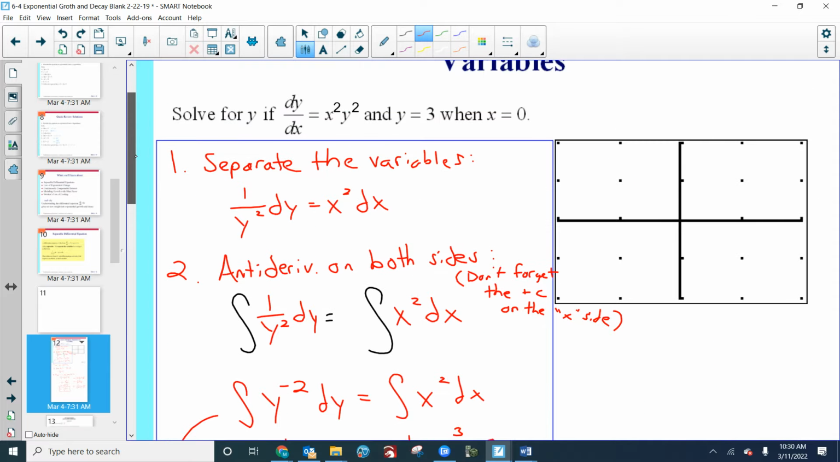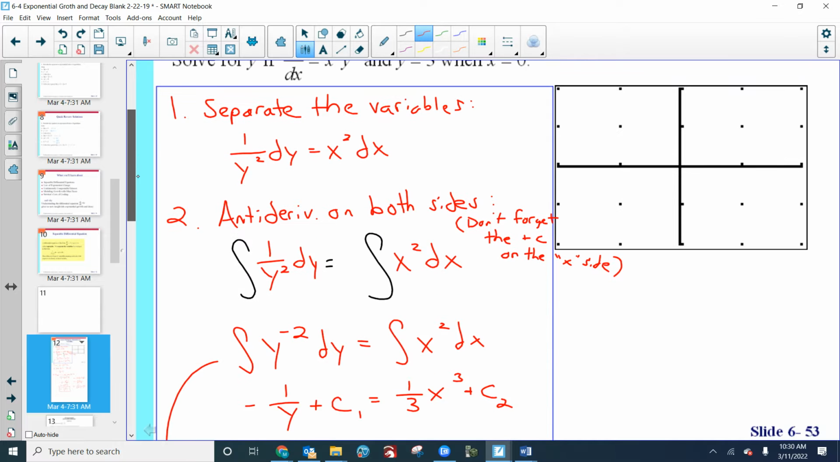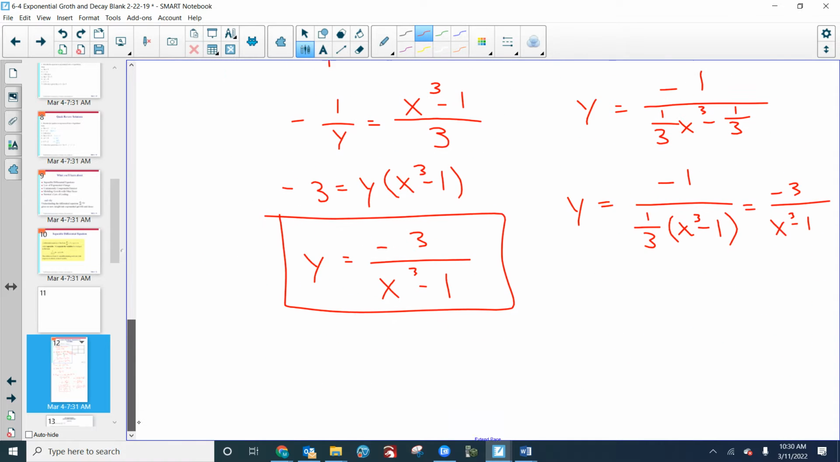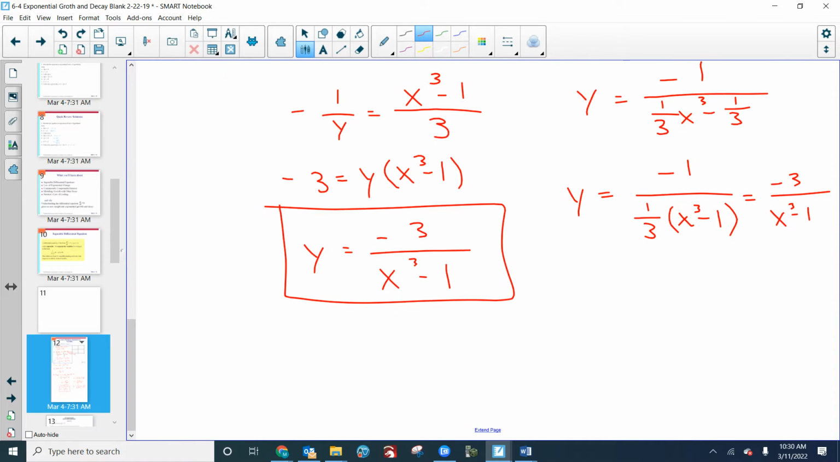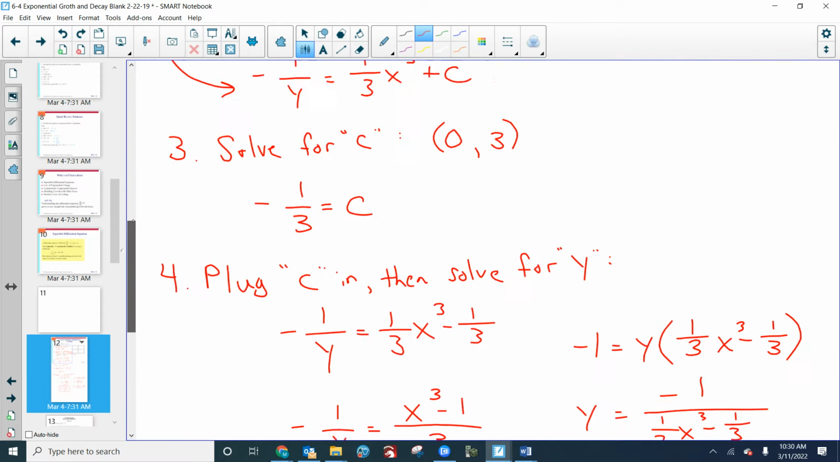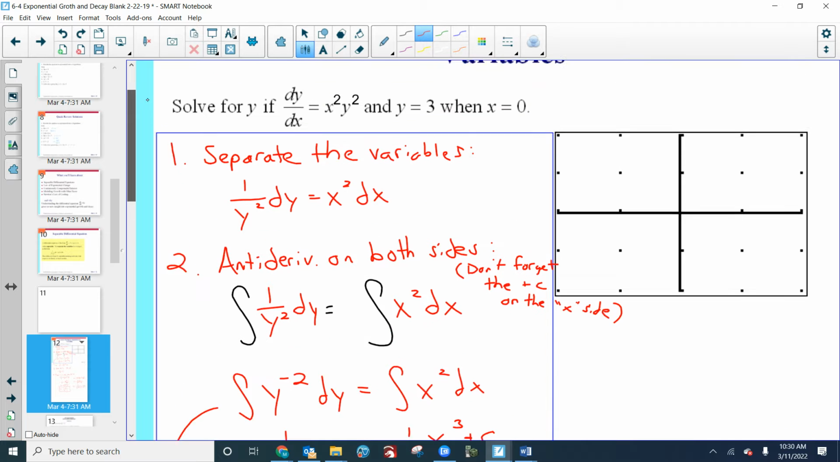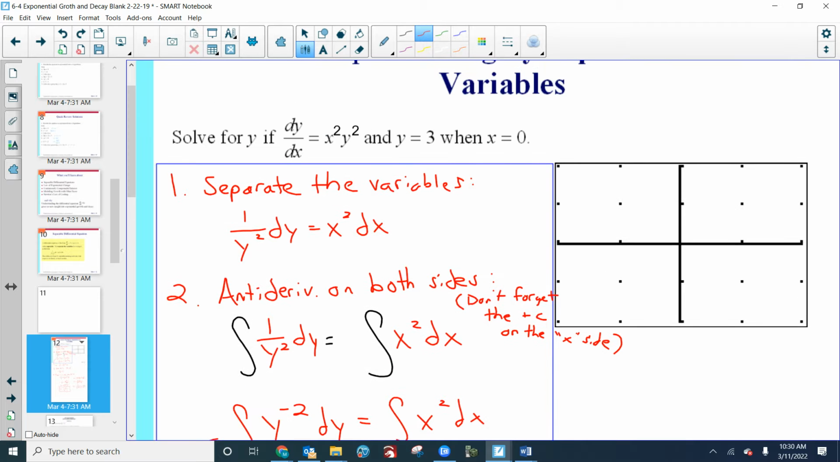(0, 3). Initial condition. Okay. What is our particular solution? Well, it's what's in here in red. That's the particular solution. If I took the derivative of this thing, what would I get? x squared, y squared.